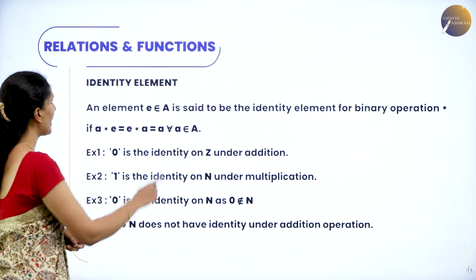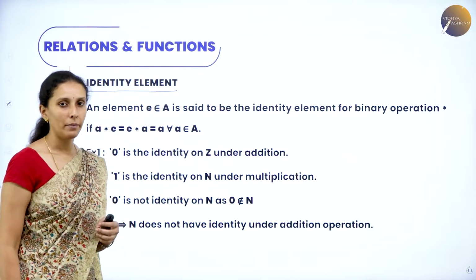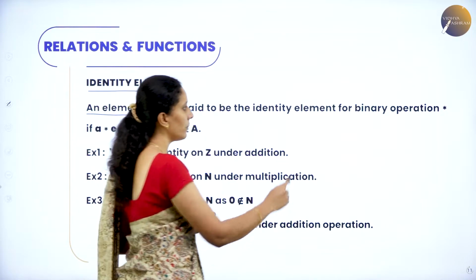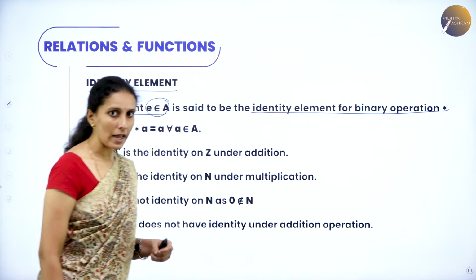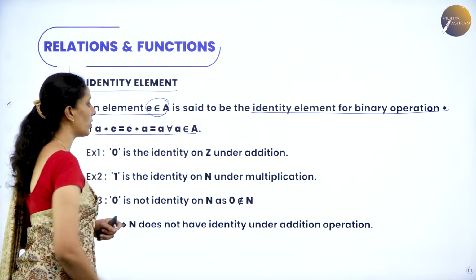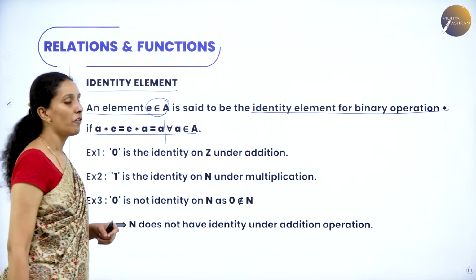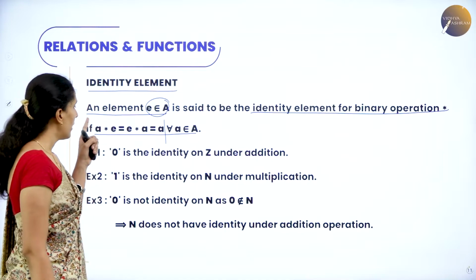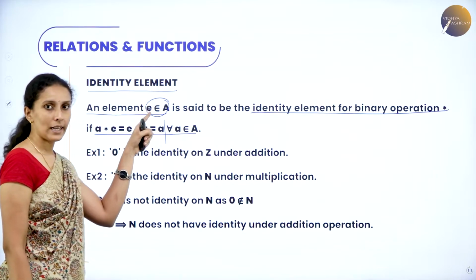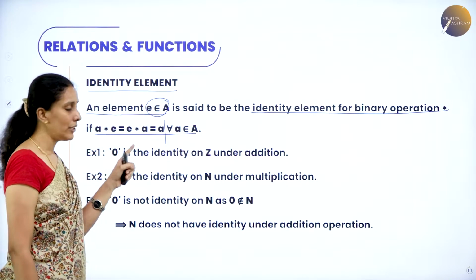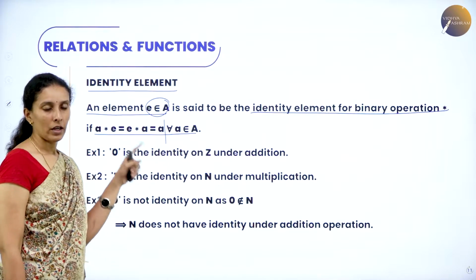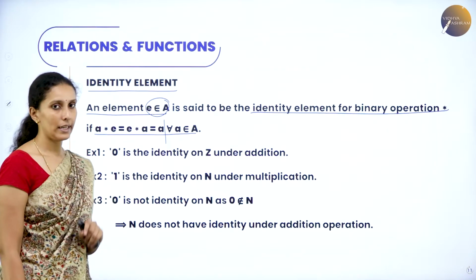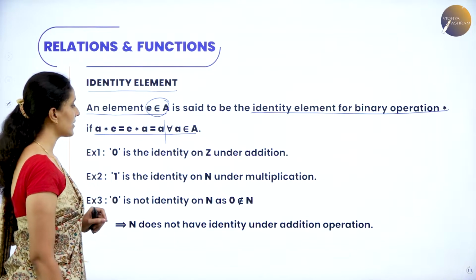Next one, an identity element. So what is an identity element? An element E belongs to A is said to be an identity element for the binary operation star if A star E is equal to E star A is equal to A for all A belongs to A. So under any binary operation, if you are taking the identity element with another element A, then the result should get back to A only. So A star E, E star A is equal to A, then only we say E is the identity element in the set A.